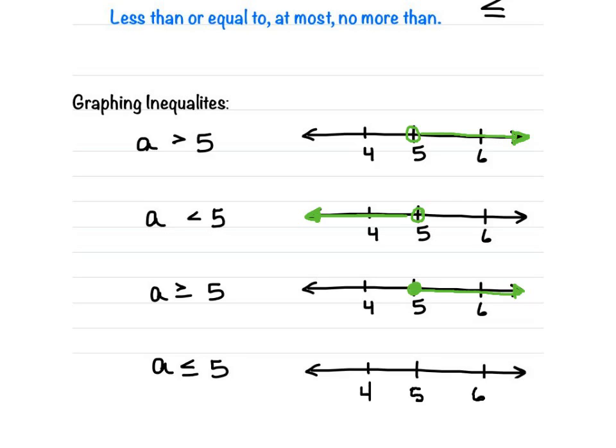And here we have our last one. A is less than or equal to 5. Or equal to means that 5 is included as part of the solution, and A is everything smaller than or equal to. So we will highlight or shade to the left. Okay. All right, let's start solving.